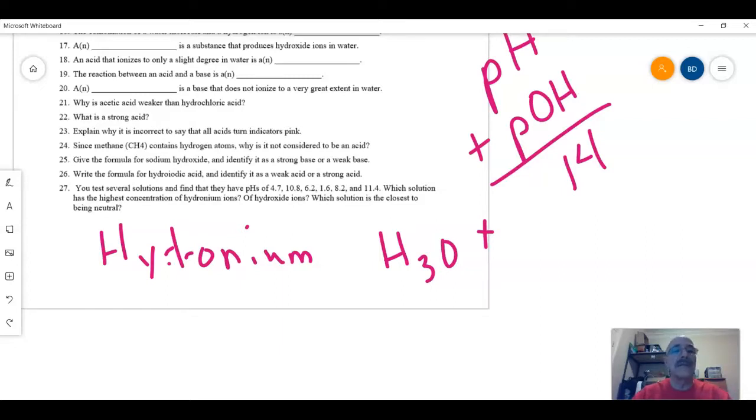21. Why is acetic acid weaker than hydrochloric? Because it doesn't dissociate completely in water. 22. What is a strong acid? One that dissociates completely in water.